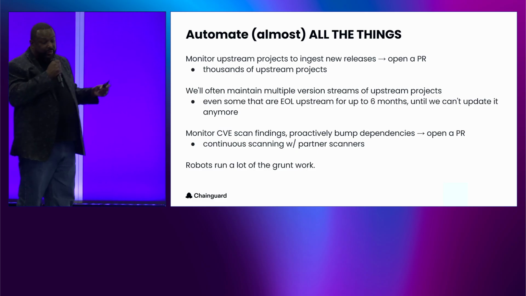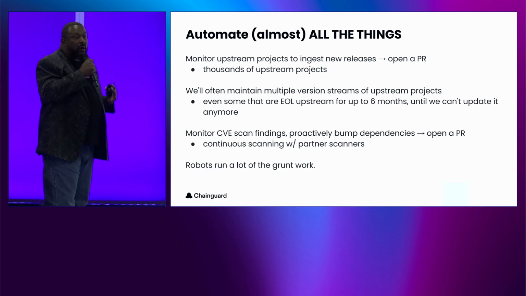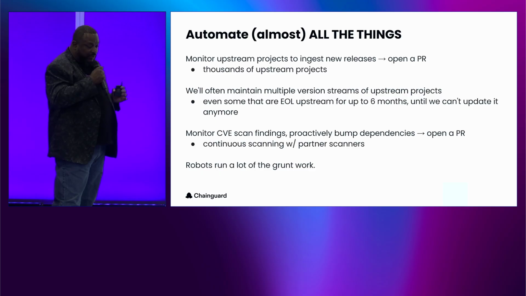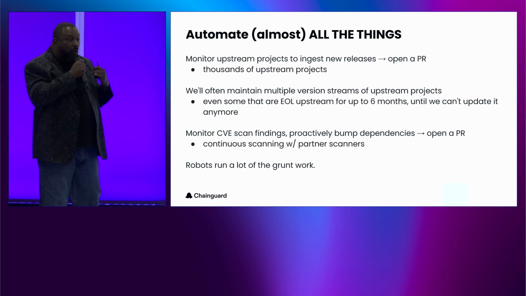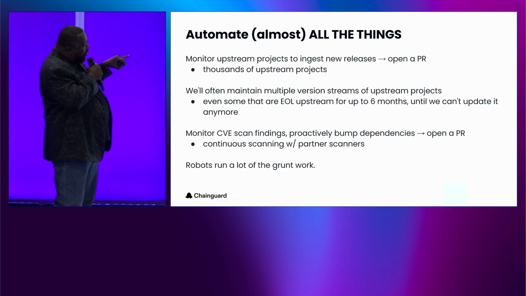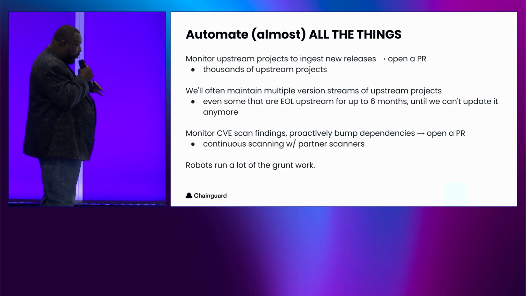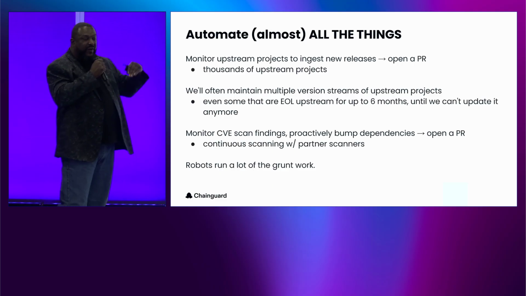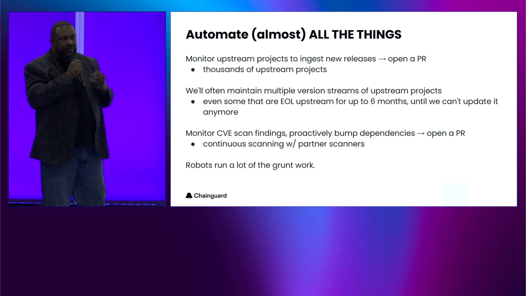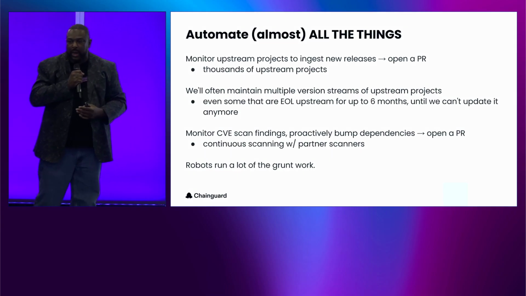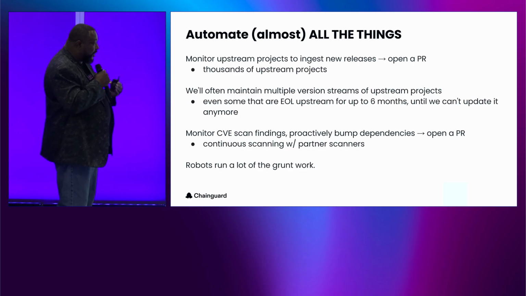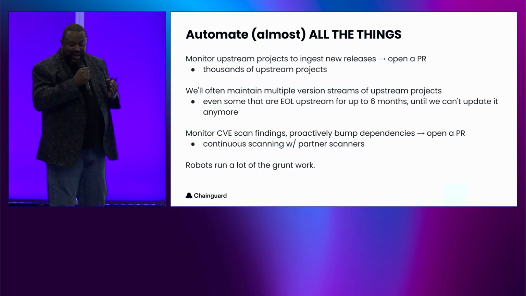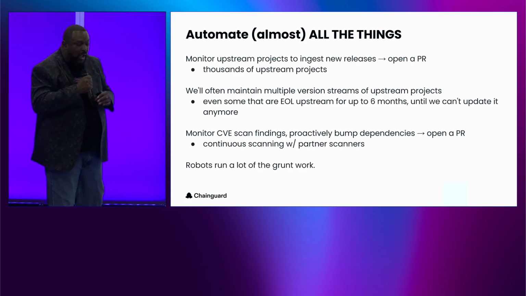So we want to automate all the things. We want to monitor upstream projects and ingest new releases. That's why we're releasing daily. Most importantly, we're going to monitor multiple version streams of upstream projects. So we don't just provide latest. We provide every single tag that's supported by the project. The reason we do that is that everybody doesn't use latest. You should not pin to latest. God bless you if you do.